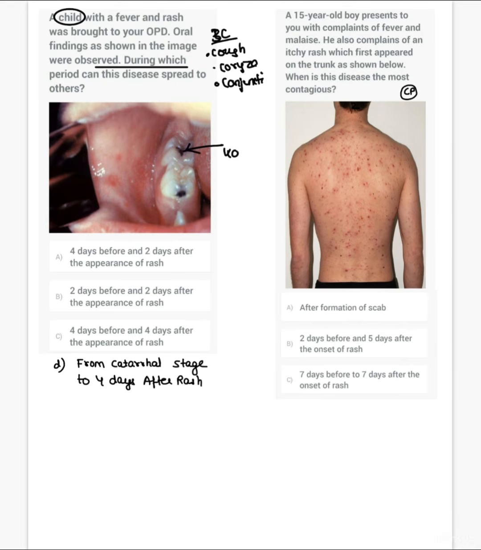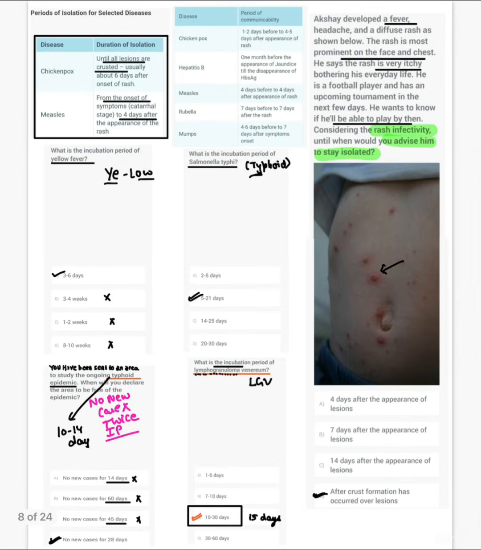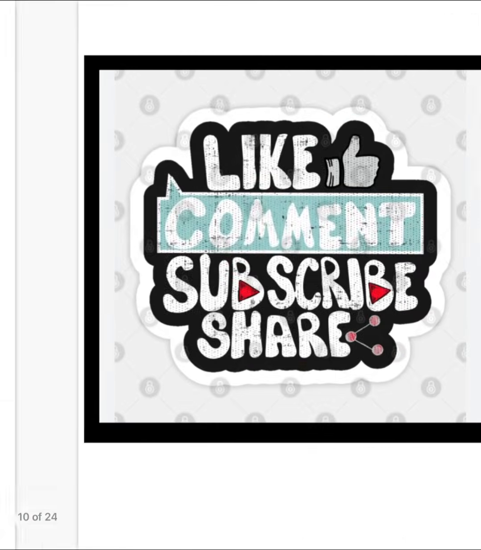This is the typical photo of a Koplik spot that appears opposite to the second molar, seen in measles infection caused by paramyxoviridae. If we remember, the incubation period of measles is 10 days. It is communicable from 4 days before to 5 days after. But they have asked during which period the disease can be spread to others, so that is important here. That will be 4 days before and 4 days after the appearance of rash that the disease is communicable. Have a look: period of communicability is 4 days before to 4 days after. That is measles infection.